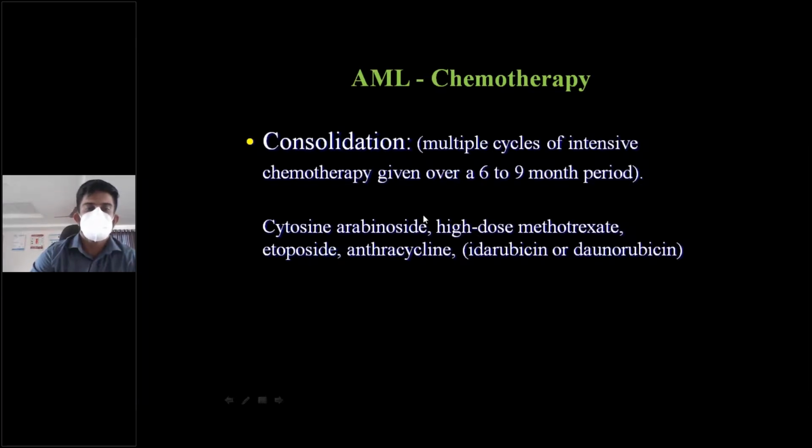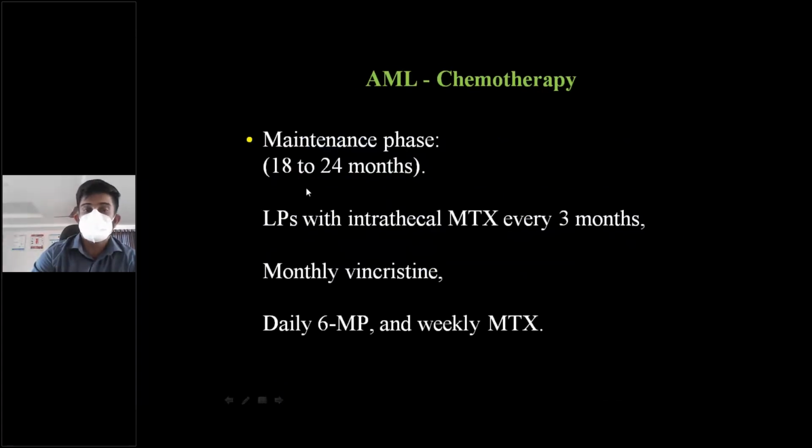Multiple cycles of intensive chemotherapy. Here you can again give cytosine arabinoside, high-dose methotrexate, etoposide, anthracycline in the form of idarubicin or daunorubicin. And then you have the maintenance phase. You don't want too much toxicity here because it lasts 18 to 24 months, so you have to go for a slightly lower form of toxicity. So LPs with intrathecal methotrexate every 3 months can go. Mostly vincristine can also be given. 6-mercaptopurine daily and weekly methotrexate can also be given as a regimen. Here you see there are no anthracyclines, no cytarabine, and even no cyclophosphamide, because they are much more toxic than these drugs. So the maintenance phase, which is longer, has slightly less toxic drugs.